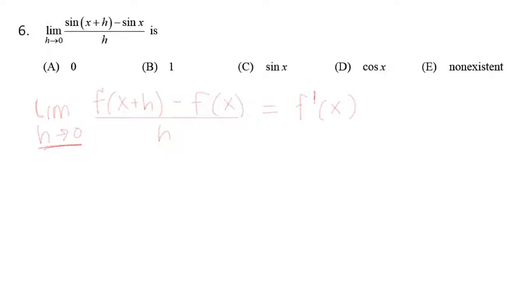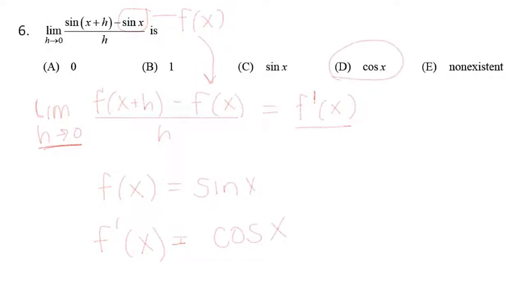Now, we wouldn't have to actually work out this entire limit. What we need to do is find where f of x is always going to be sitting. And notice in that definition, or you can think of it as a big formula, right there is where your f of x is sitting. So if f of x is equal to sine of x, and this is asking us for f prime of x, well, the derivative of sine is cosine. So my answer is D.